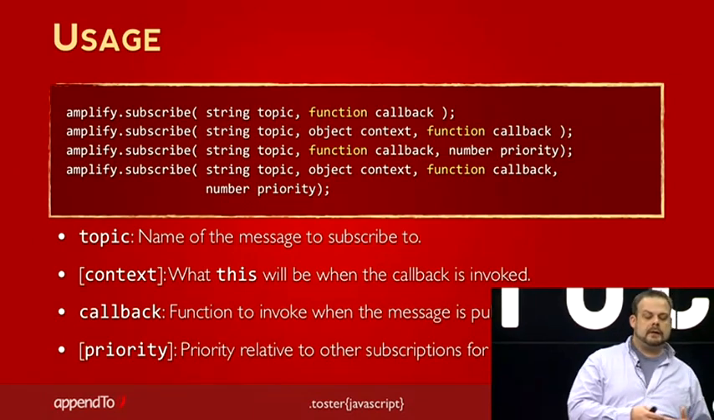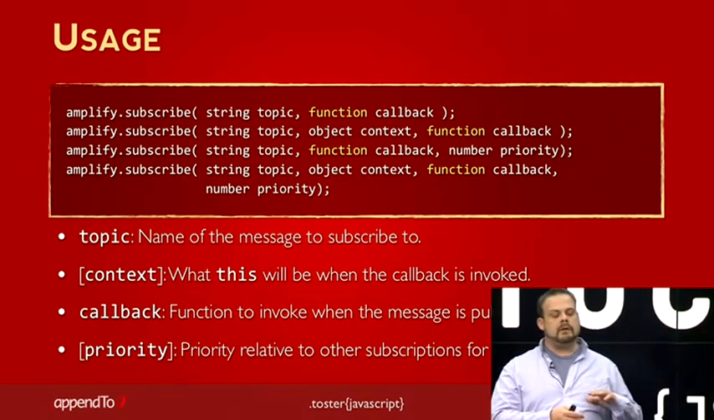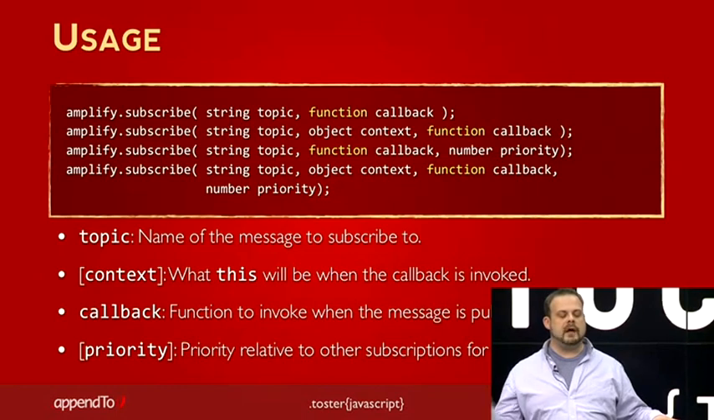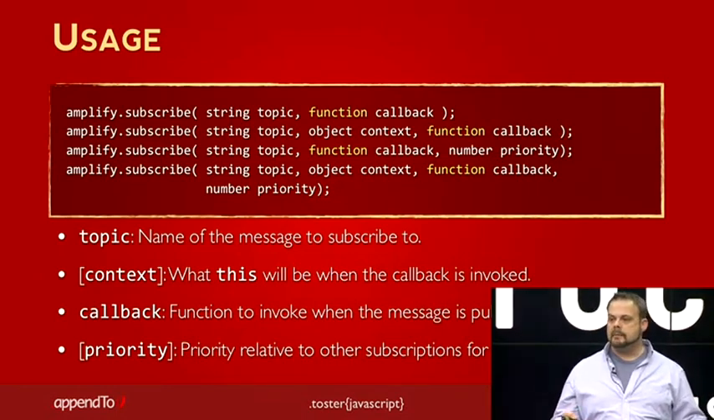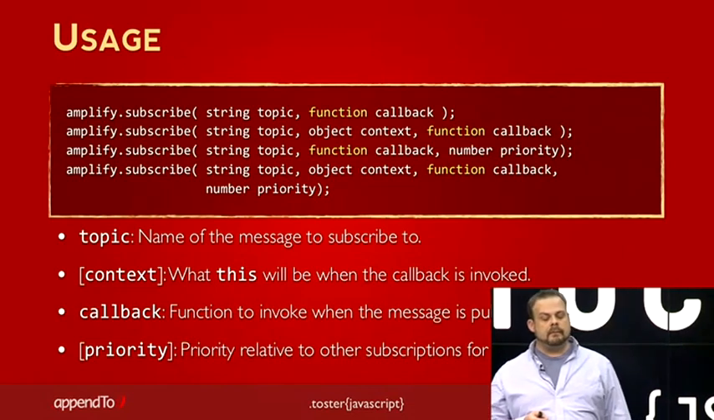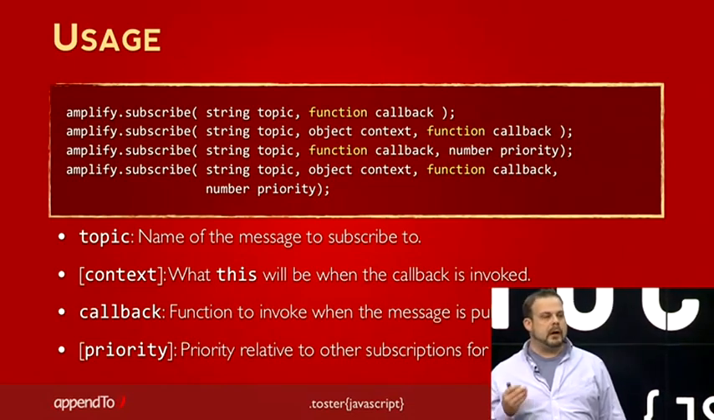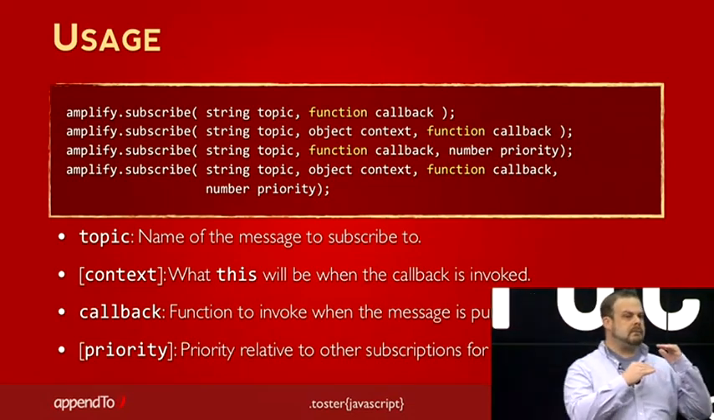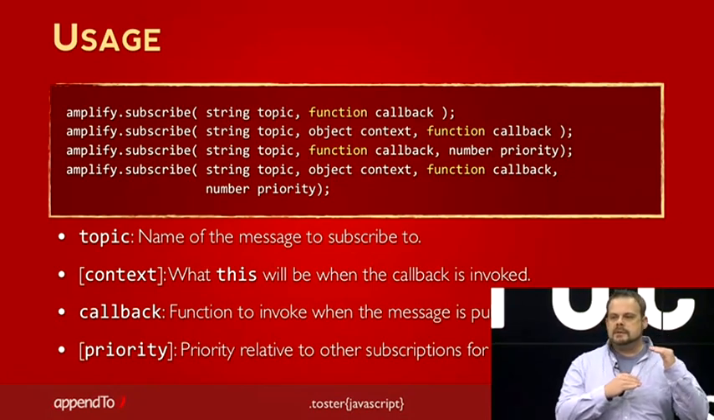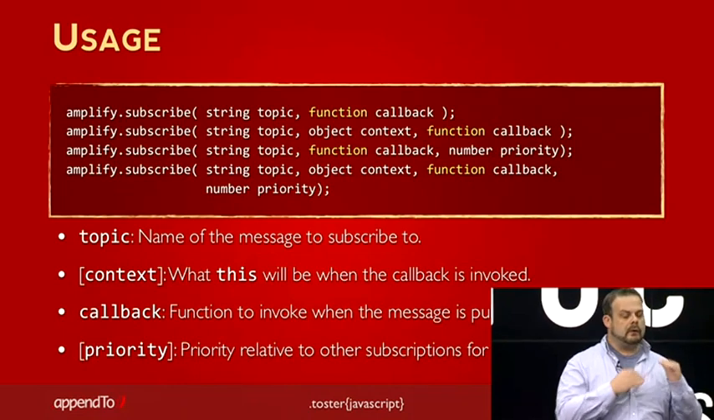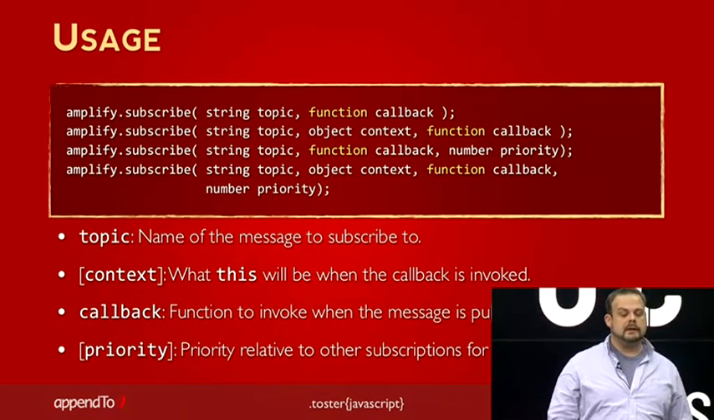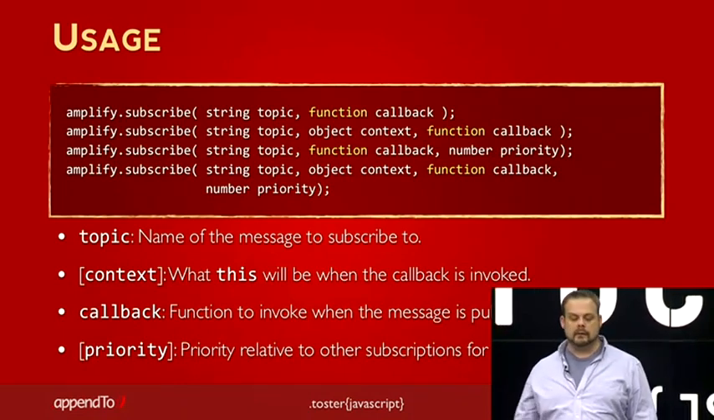The third line there, we've taken out the context, but we've added in this fourth parameter called priority. If you have two different subscriptions that both have the same topic, you can set which order they're going to run in, and so that's what priority is. And then that last line just has all of them in the order that they would be in.